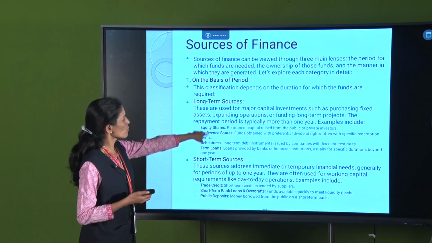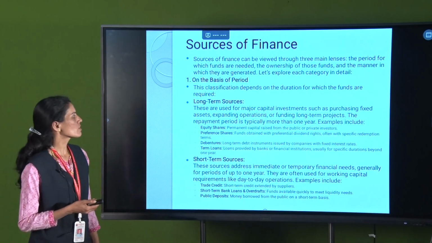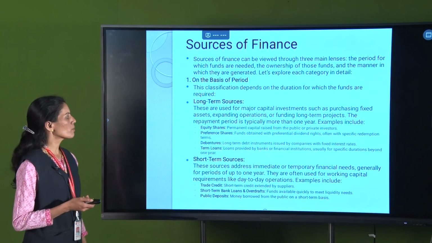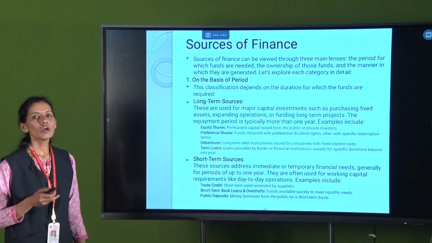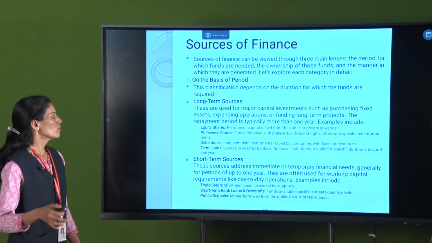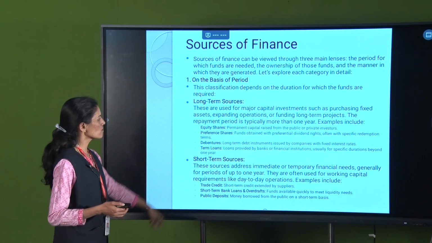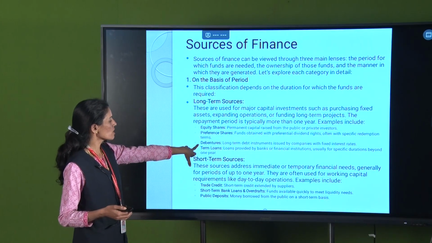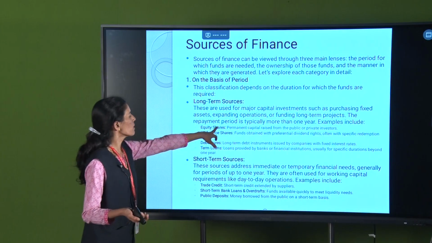Long term sources of finance are used for major capital investments such as purchasing fixed assets, expanding operations, or funding long term projects. The repayment period is typically more than 1 year. For example, long term sources of finance include equity shares, preference shares, debentures, and term loans. What is meant by equity share?